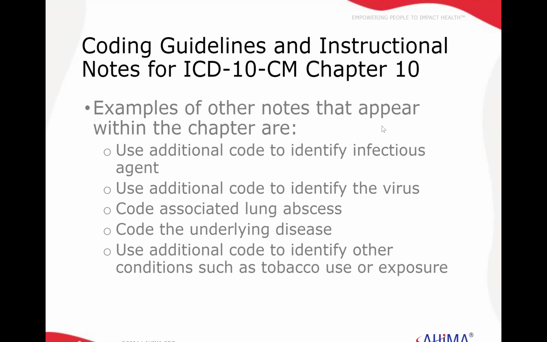And there are, of course, more additional notes in the tabular. Use additional code to identify infectious agent, identify the virus, associated lung abscess, and so on. This is another chapter where if you read the tabular carefully, you'll be rewarded. And if you don't read the tabular carefully, well, that's going to be very unfortunate. You will have a lot more difficulty getting to the correct code.